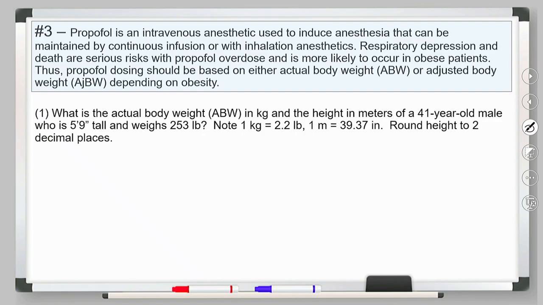So first we need to do for this patient is determine whether they are obese. So the fact that we have a 41-year-old male who stands 5 feet 9 inches tall and weighs 253 pounds, let's determine if they're considered obese. And the determination of obesity is based off of what? Body mass index. So what do we have to calculate there? Body mass index requires you to know their weight in kilograms and their height in meters. So let's do that.